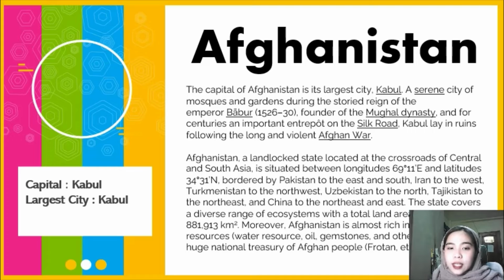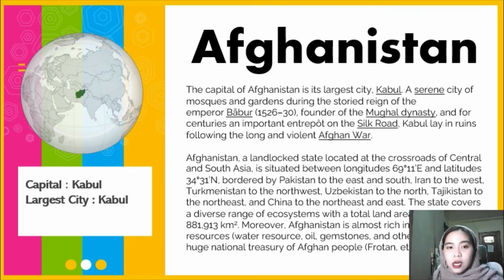The state covers a diverse range of ecosystems with a total land area of almost 881,913 square kilometers. Moreover, Afghanistan is rich in natural resources, water resources, oil, gemstones, and other minerals. Yes, Afghanistan is really rich. A huge national treasury of the Afghan people. This was cited by Frotan et al. in 2019. So this is the world map, and this is Afghanistan. The green one is Afghanistan.